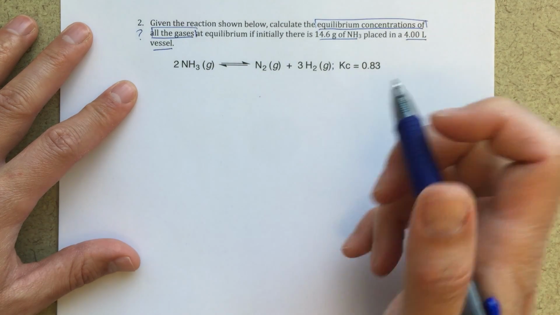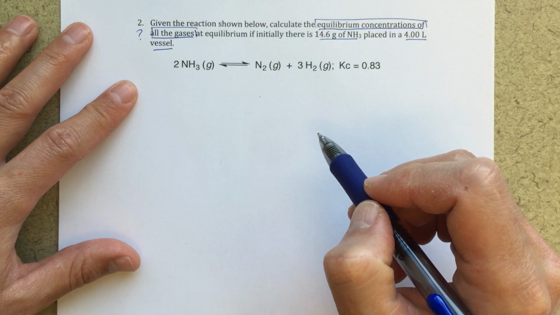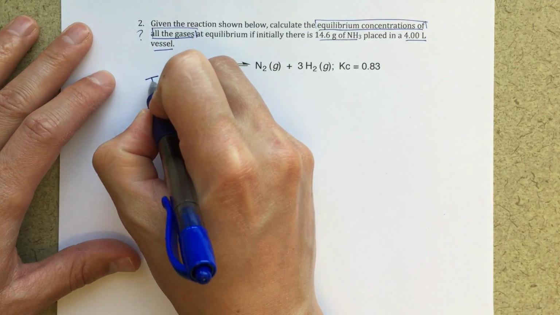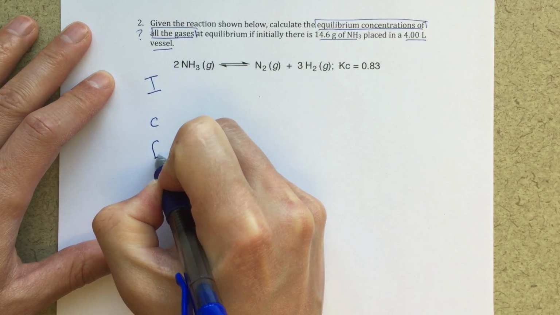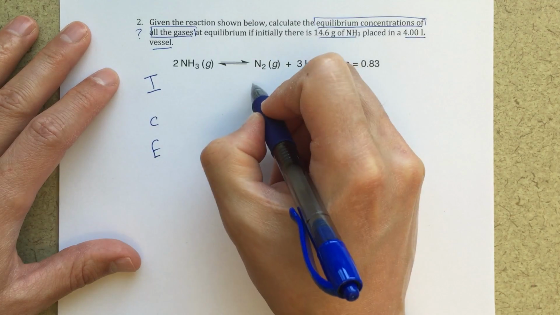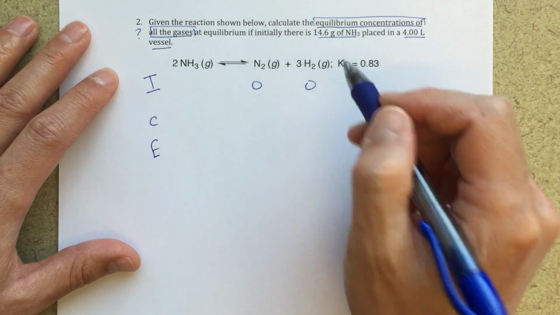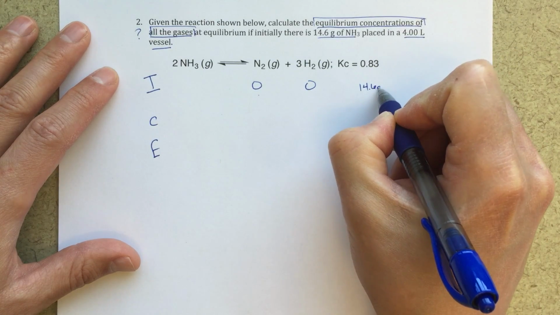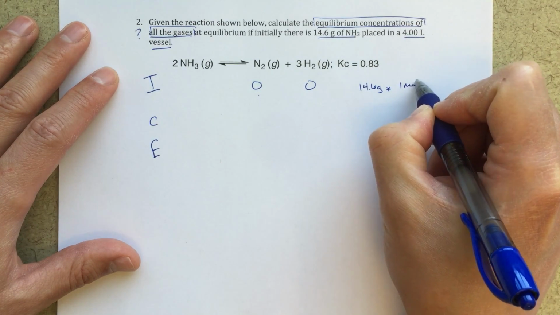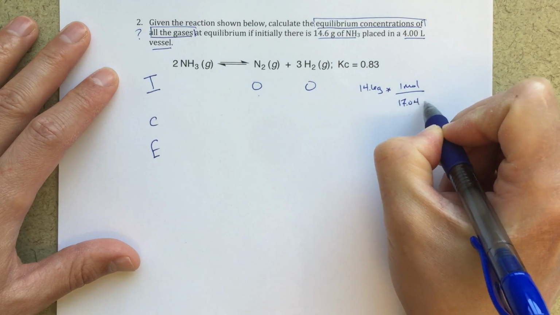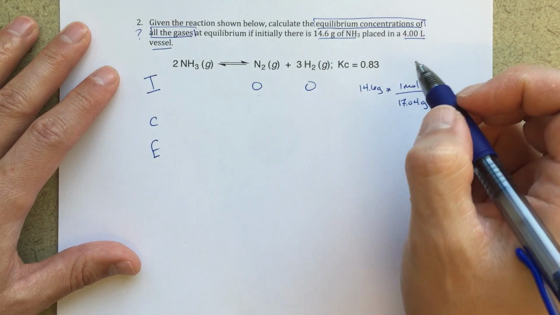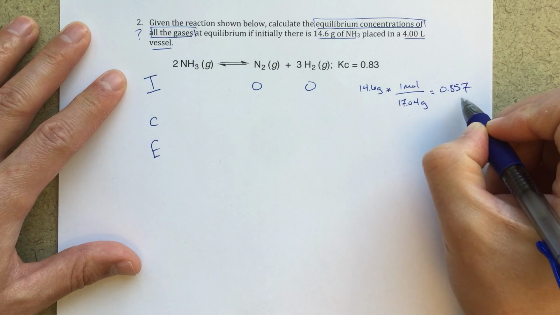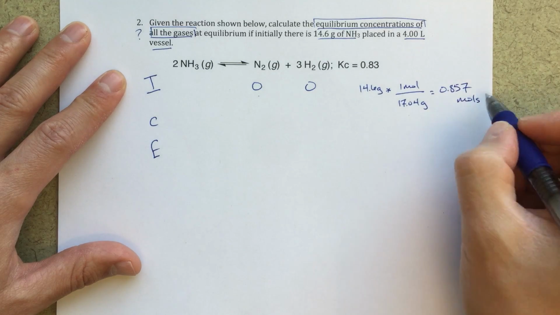So the first thing I'm going to do is convert this grams of NH3 into moles, and then convert that into molarity to figure out my initial concentrations, right? So in my ICE table, I'm going to have an initial concentration here. These will be 0 since we're just starting with that NH3. So let's go ahead and do that. 14.6 grams times 1 mole over 17.04 grams. That gives me a number of moles of 0.857 moles, and that's my moles of NH3.